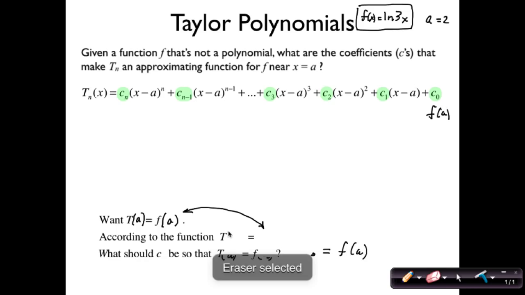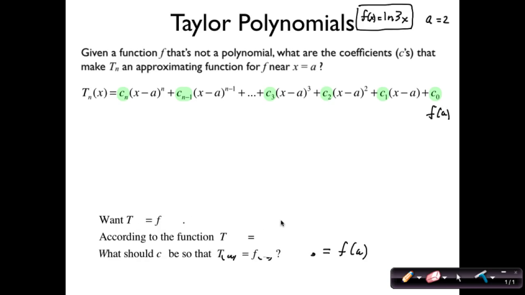All right, so now, in order to figure out what c1 is, that has to do with the first derivative. So we're going to take the derivative of this. Well, that's just power rule, right? So we're going to do one term at a time. What's the derivative of c_n times (x minus a) to the n? What would the derivative be?